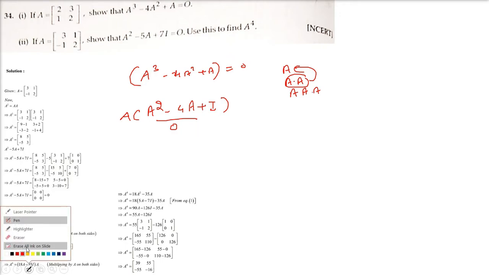So let us take the second part. You have to find out A square minus 5A plus 7I equals 0. Use this to find A to the power 4. So you have to prove that it is equal to 0, and using this we will compute A to the power 4 also. Okay, so let us see how we do it. We have to use this A square minus 5A plus 7I, that is A square equals 5A minus 7I, to find out A to the power 4.